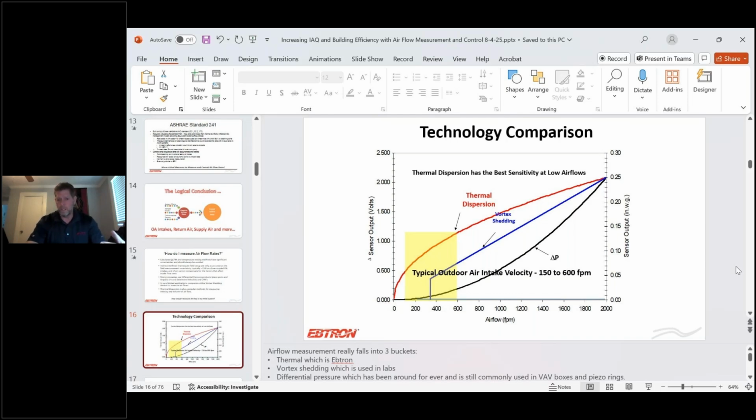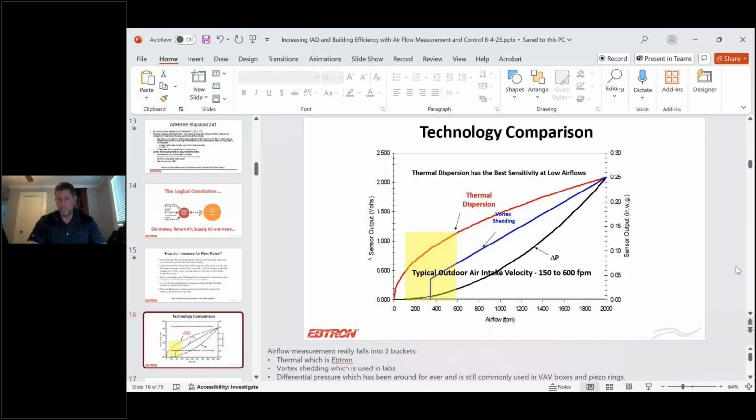Vortex shedding has an issue where it drops off below about 370 feet per minute. The reason is that a vortex shedding device sheds small vortices, and the lower the velocity, the smaller the vortex. There's a reading device that reads the vortices, and at some point it cannot read such a small vortex anymore, at about 370 feet per minute. So if you're using an averaging vortex shedding device and one of the sensing nodes drops below 370 feet per minute, it's going to read 0. And that's not an effective average, right?